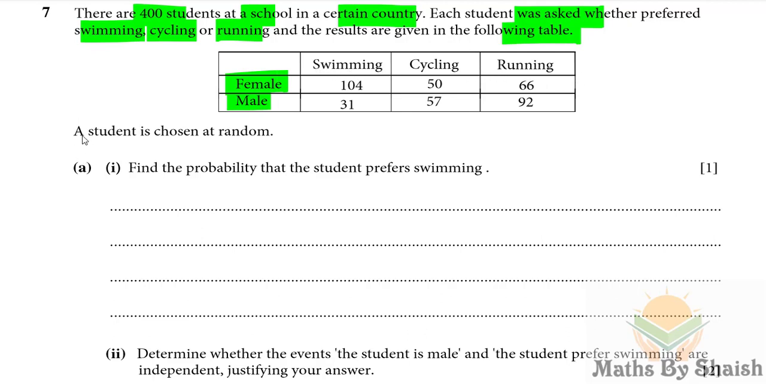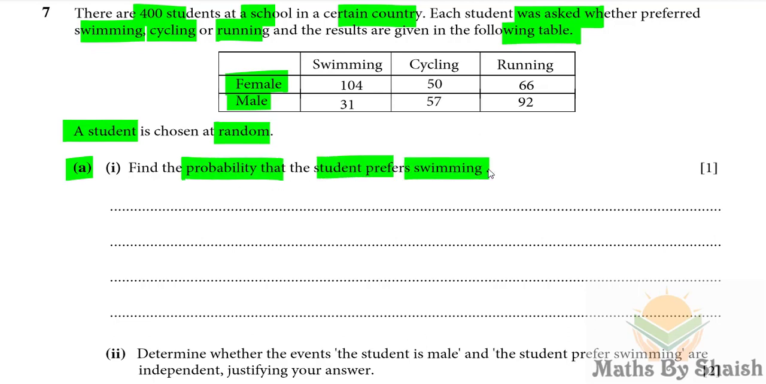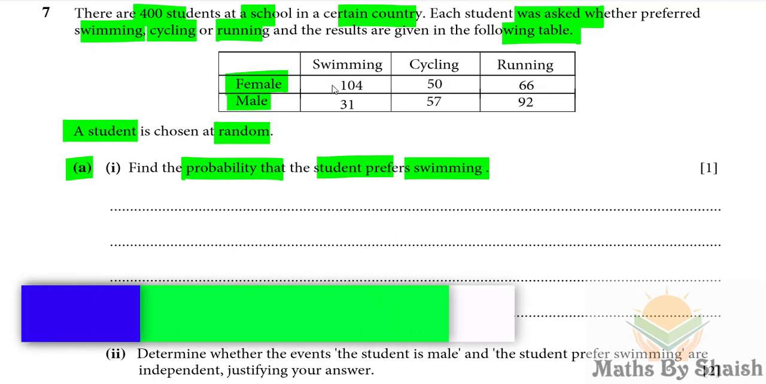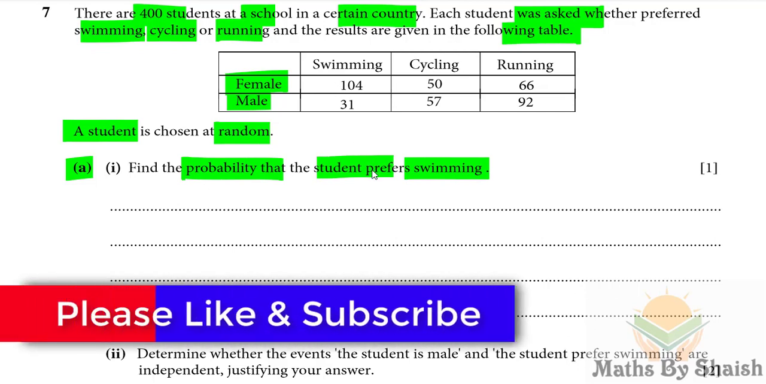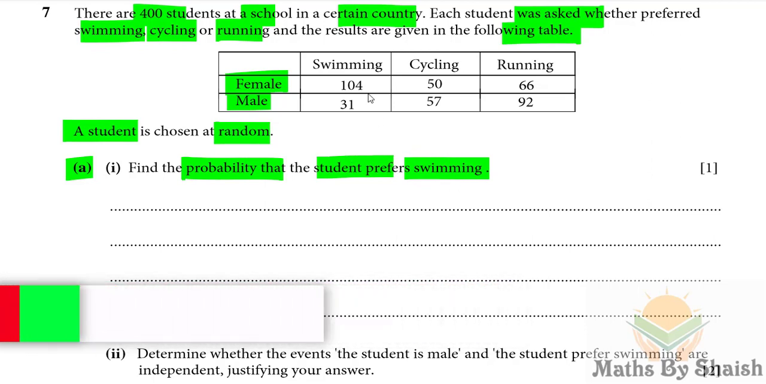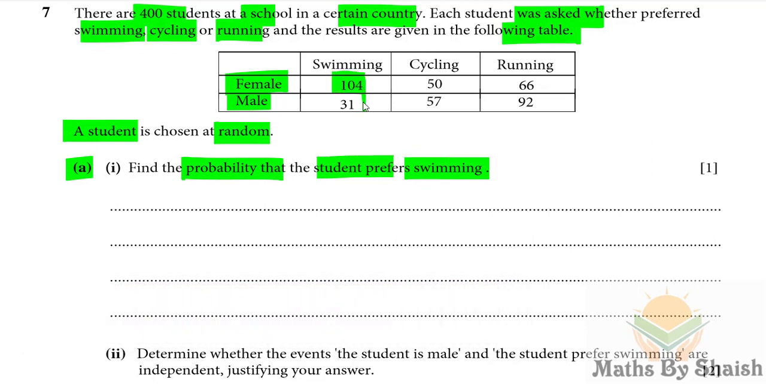A student is chosen at random. The first part is to find the probability that the student prefers swimming. We know probability means favorable cases upon total cases. They are only talking about swimming, so we'll calculate for swimming only. The required probability, we can write S for swimming.